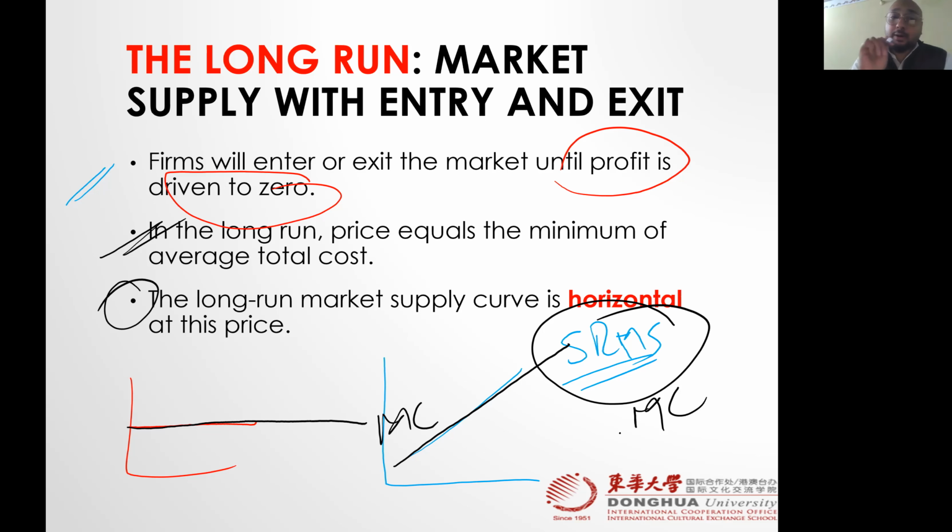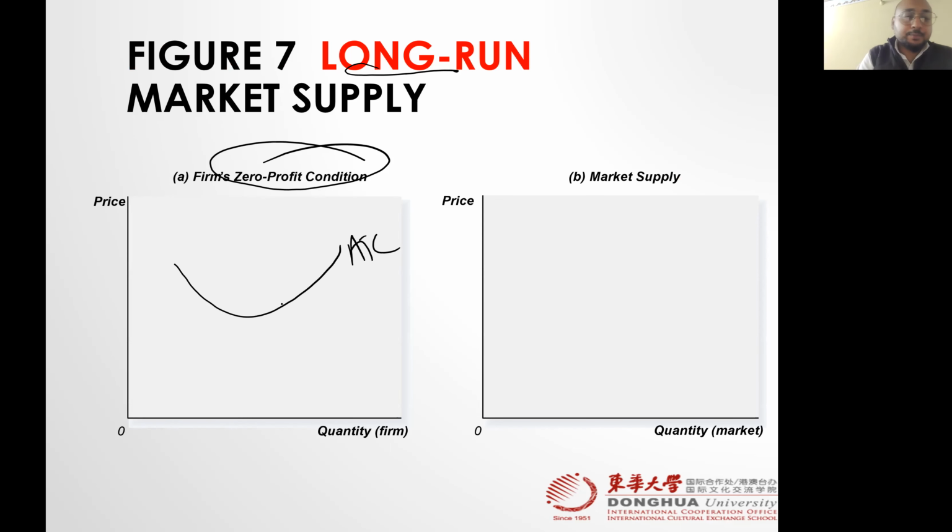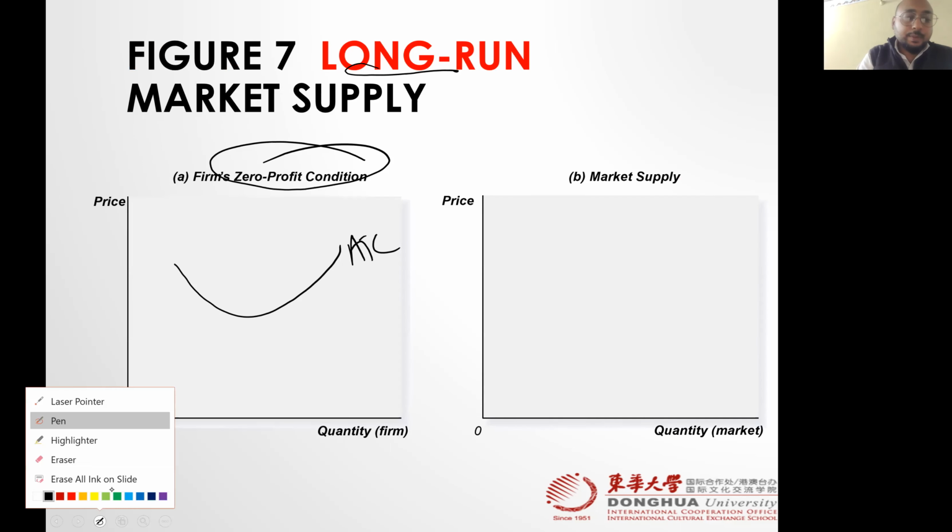All right. So here we go. The long run supply curve. Why is that? Because in the long run, firms will be earning zero economic profit. So this is the average total cost. This is the MC. And the long run price must be equal to average total cost. So here, they need to produce at this point, where MC is equal to MR.